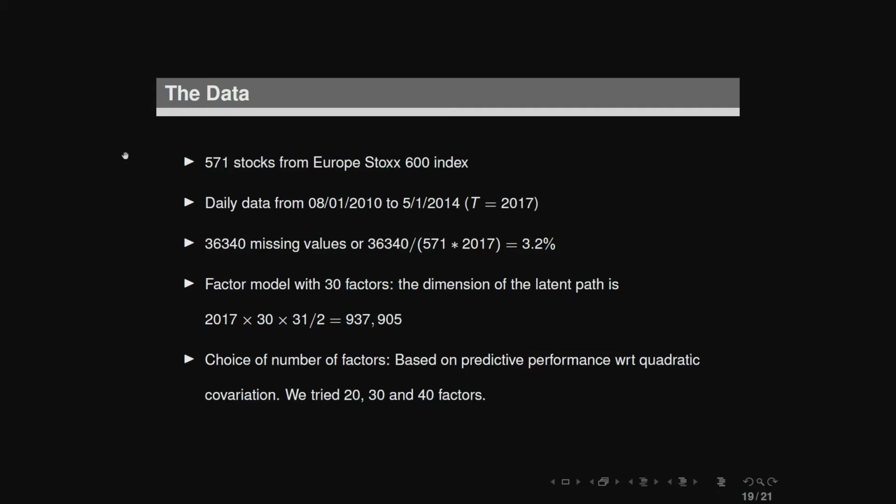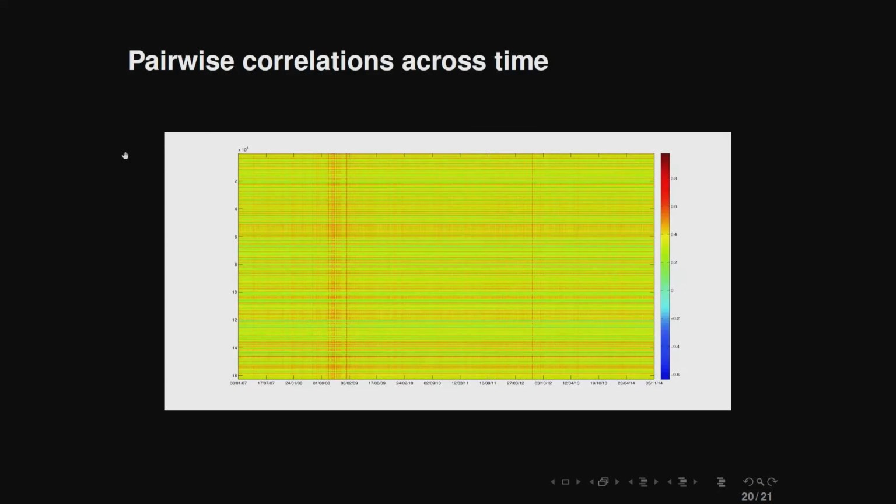And then this is a big example we did, which is 2,000 days, 600 stocks from the European Stock Index, where the dimension of the latent path is about 1 million. And this is my tablecloth, which is the only way I thought to present the data. And the data is the following.